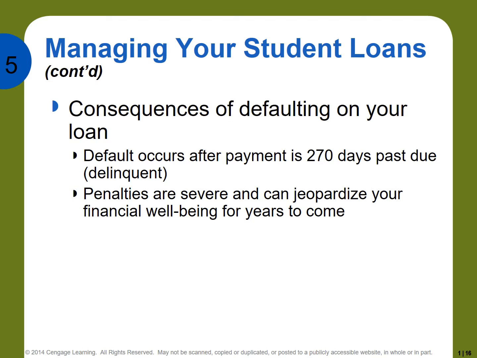Consequences of defaulting on your loan: after payment is 270 days past due, it's considered delinquent. Penalties are very severe and can jeopardize your financial well-being for years to come. In other words, your credit rating. So it's a good idea to contact them, as we said on the previous slide, to find a good time to make the repayment or to get it deferred if you have to and can qualify.